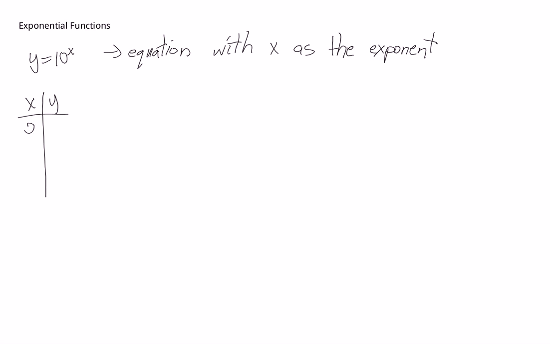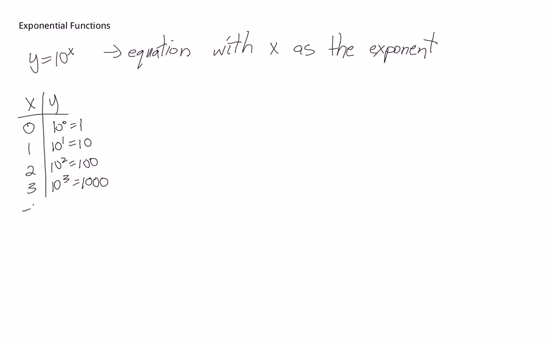So let's just do a simple little data table for this one. If we plug in a 0, 10 to the 0 is 1, not 0. So 10 to the power of 0 is 1. If we plug a 1 in for x, 10 to the power of 1 would be 10. If we plug in a 2, 10 to the power of 2 is 100. So you can see we get bigger and bigger, faster and faster. If we put in a 3, we get 1,000. So you can see we're getting larger and larger and larger.